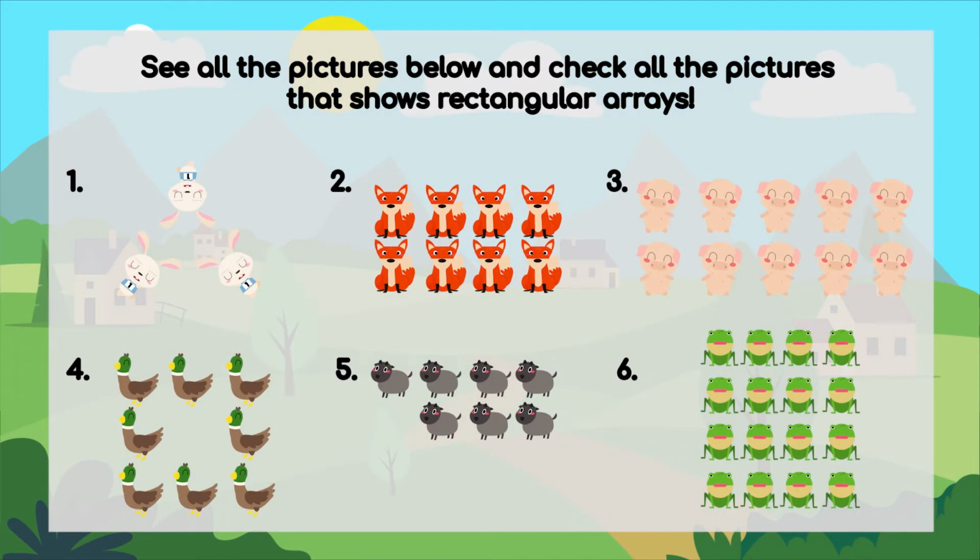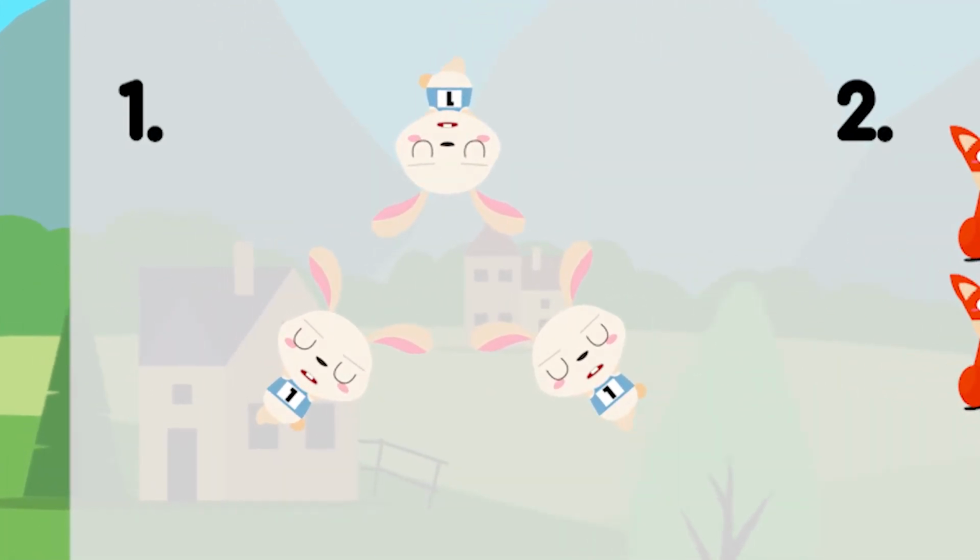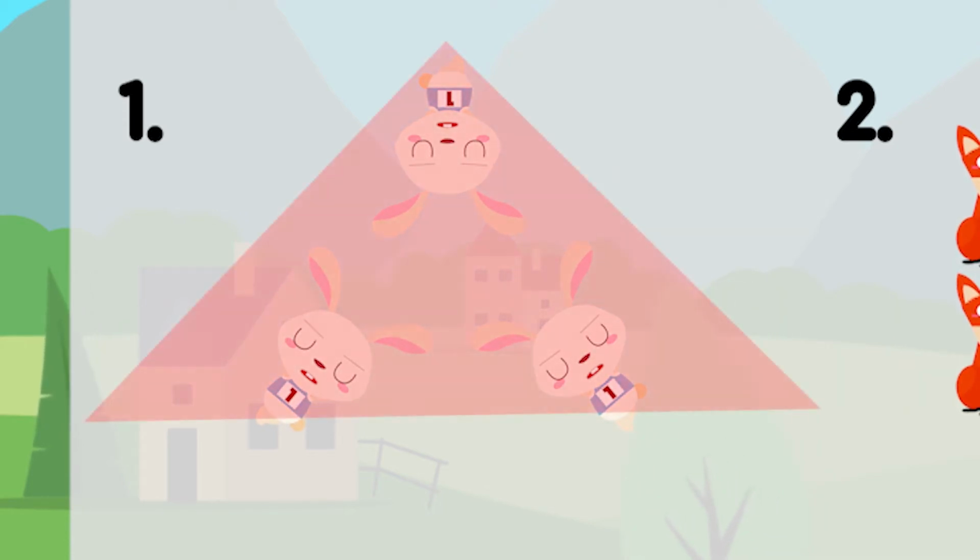Let's move on with our next activity. It says in here to look at all the pictures below and check all the pictures that show rectangular arrays. In our first picture, we got a group of rabbits sleeping. As you can see here, they are sleeping in a triangular shape. So no, it is not an array.